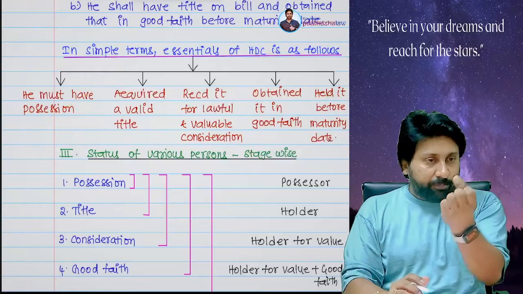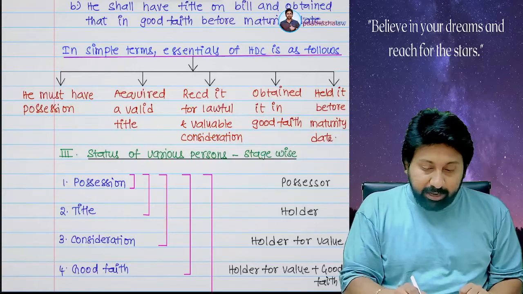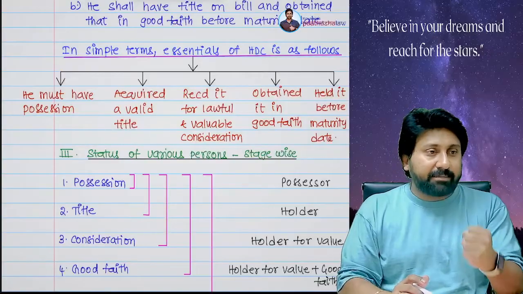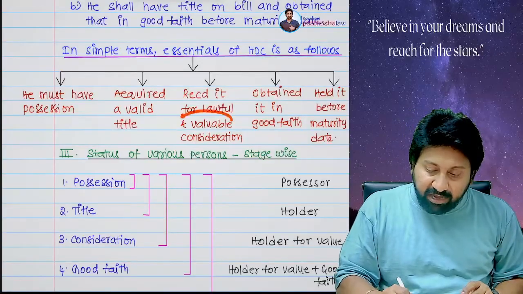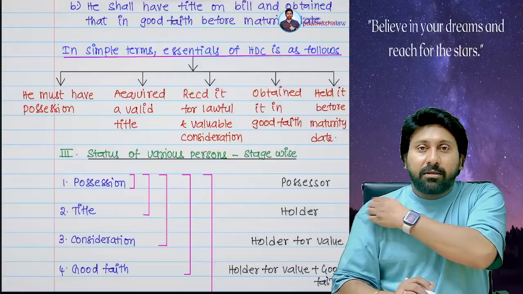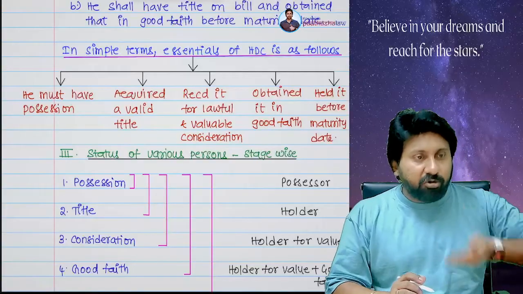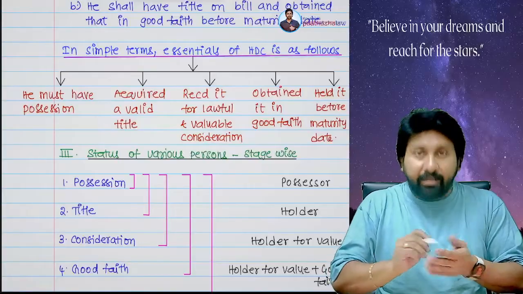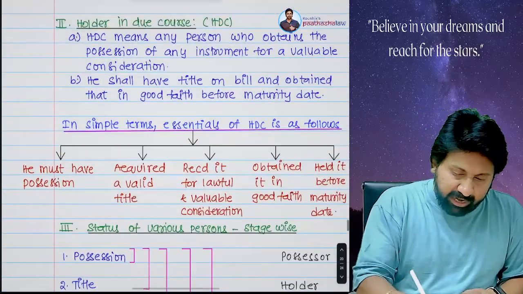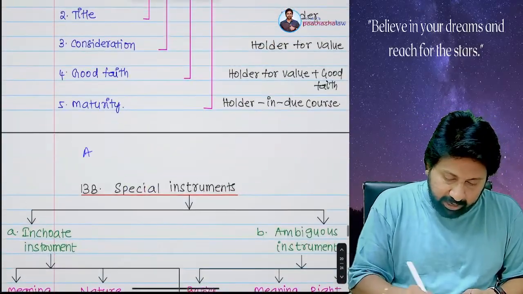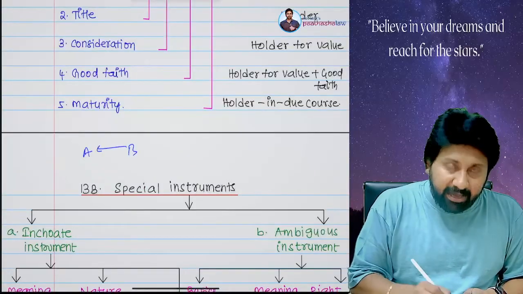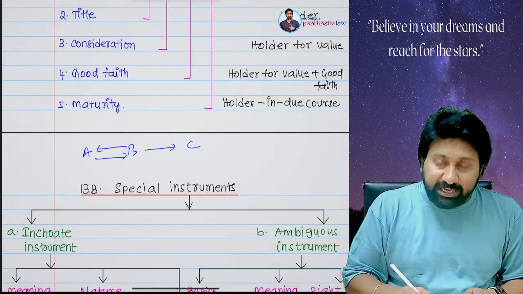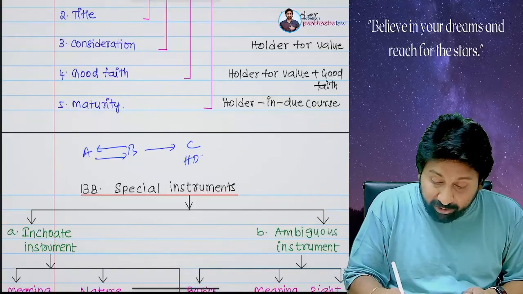First, he must have possession. Yes, he is holding. He is having a valid title. Yes, he is having a right. No theft. Received it for valuable and lawful consideration. Means what? Some debt is there, for that you gave me the bill. I am a creditor. I wrote a bill. I can explain this way: A, B. B gave a bill to A. A accepted and gave it to B. B gave it to C. C is the holder in due course.